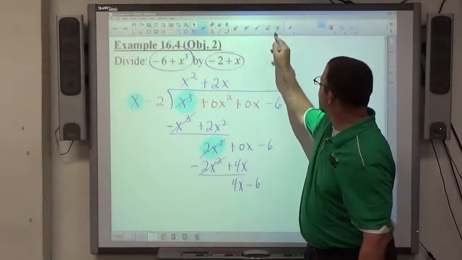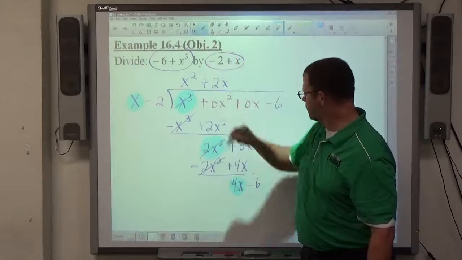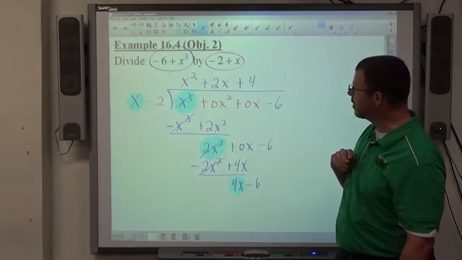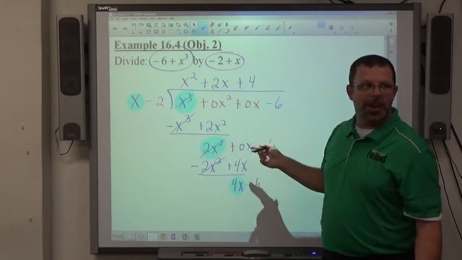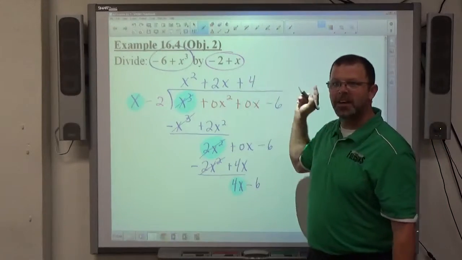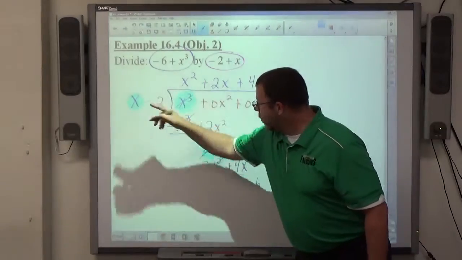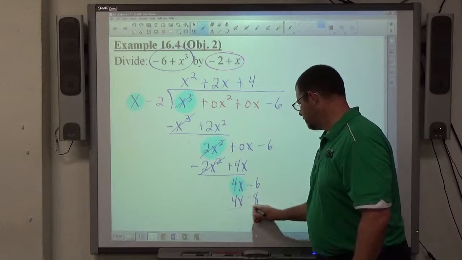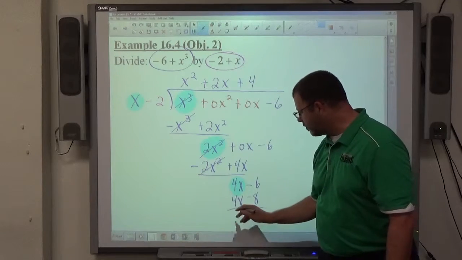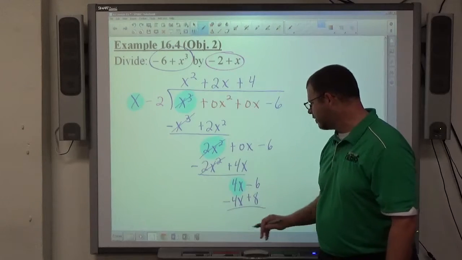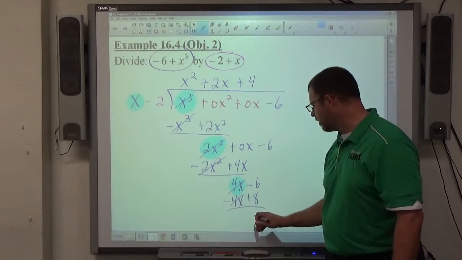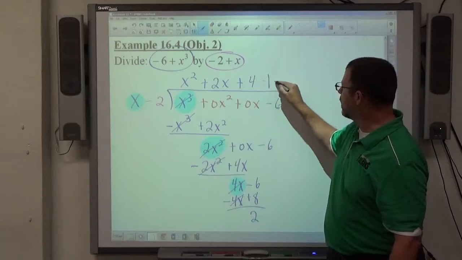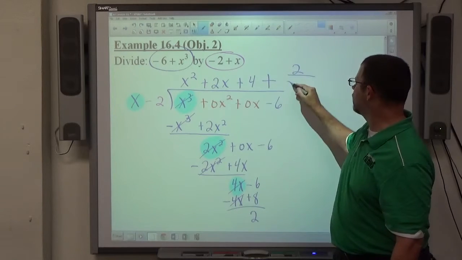4x is not a constant, so I got to divide 4x by x. 4x divided by x is positive 4. Again, a plus sign necessary because it's positive. If I ever get a minus sign, which hasn't happened yet, but if I ever do, minus that number. Okay. 4 times x is 4x. 4 times minus 2 is minus 8. We change every sign in the product, so 4x becomes negative, 8 becomes positive. 4x minus 4x cancels. Negative 6 plus 8 is positive 2. Remainder is positive, so I put a plus sign. Remainder over divisor.